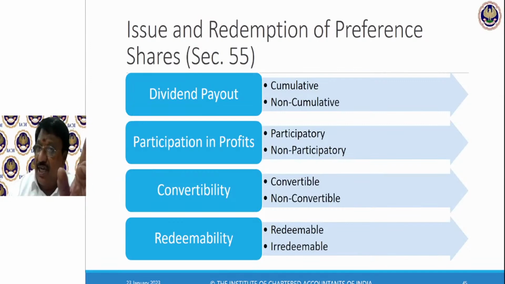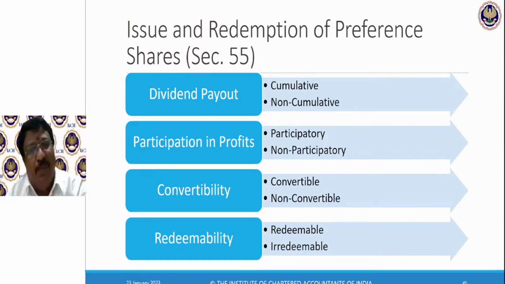But cumulative preference shares, even in a year of loss, you should declare dividend and pay it when the company is making profit. So for cumulative preference shares, the dividend will get accumulated and paid in the year when the company has sufficient funds to pay.